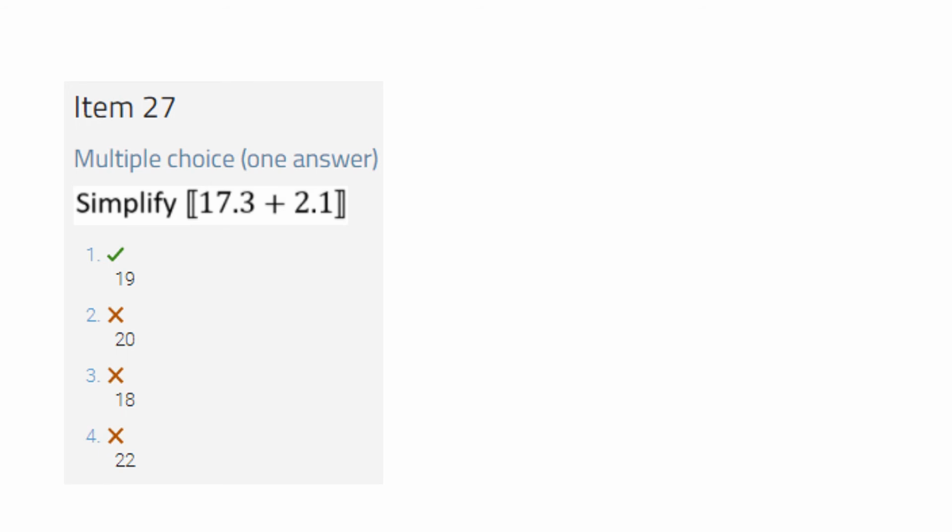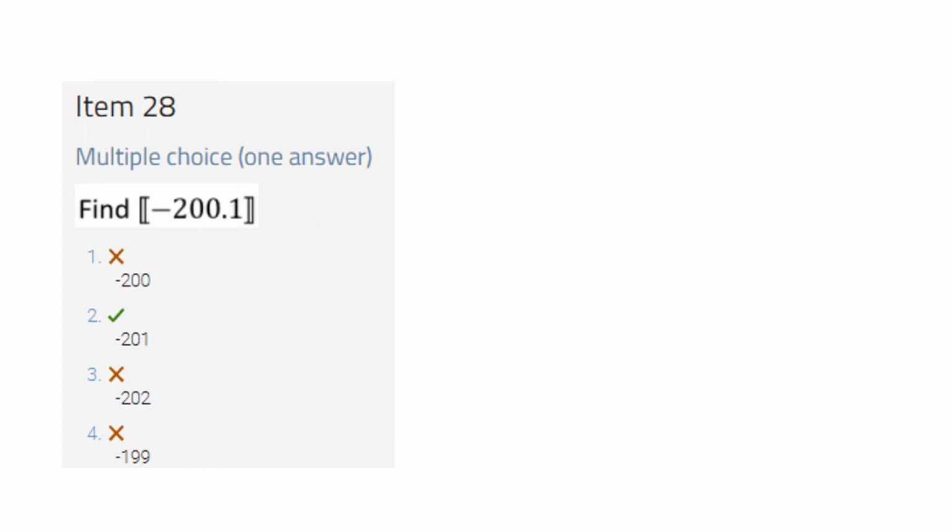Okay, so this one is the greatest integer function. So kapag i-add natin ng 17.3 plus 2.1, then meron tayong 19.4. So the greatest integer of 19.4 is the whole part. Yun ang sinabi ko sa inyo noon. Just get the whole part, 19. The answer is 19.